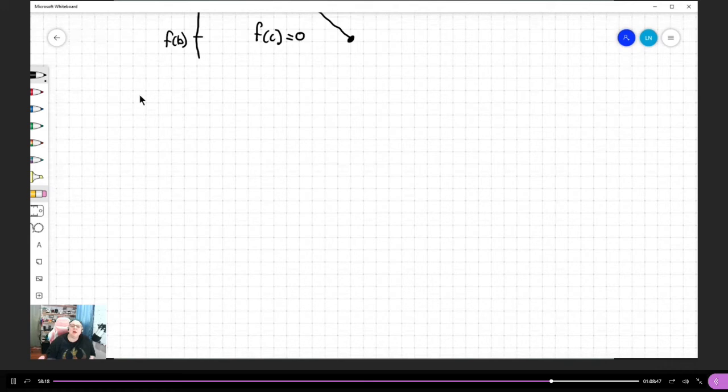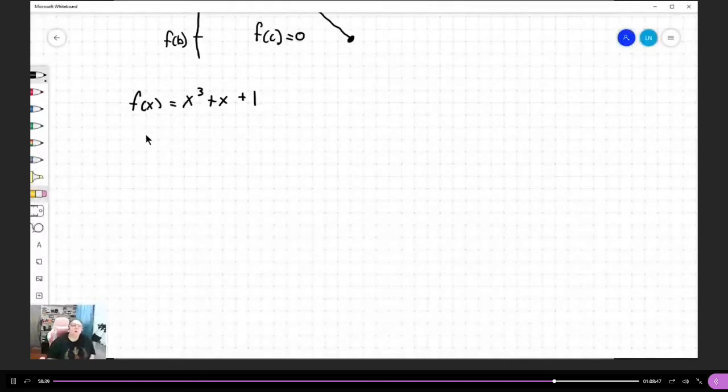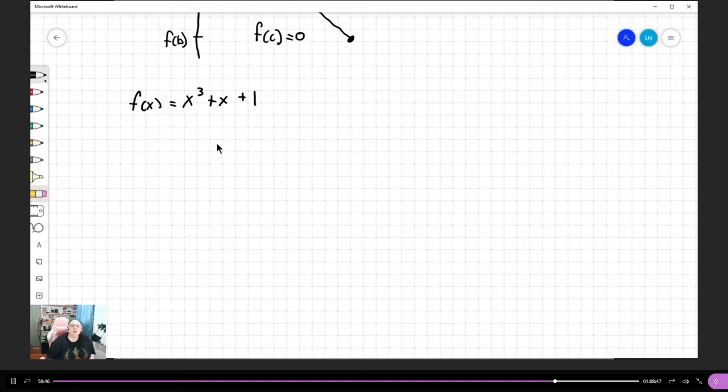Suppose I have f of x is x to the third plus x plus 1. First of all, you need to know that that's continuous for all values of x. Now I want to know, does this have a 0 on the interval from -1 to 1?